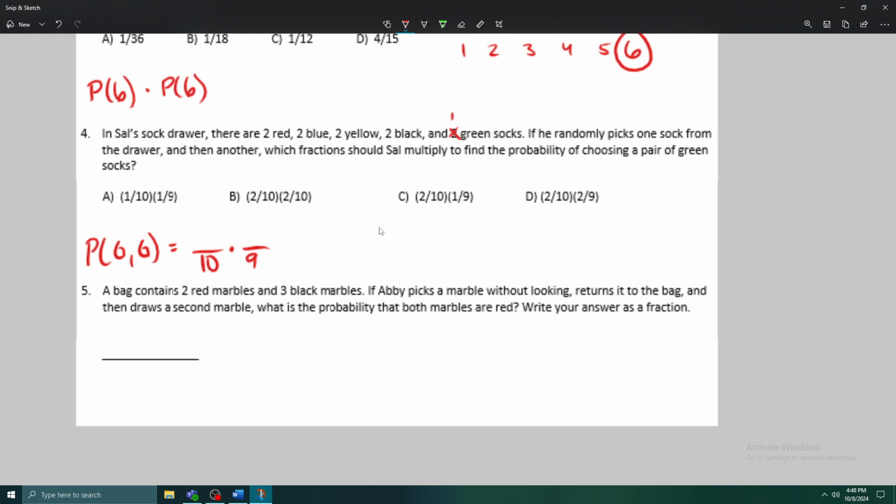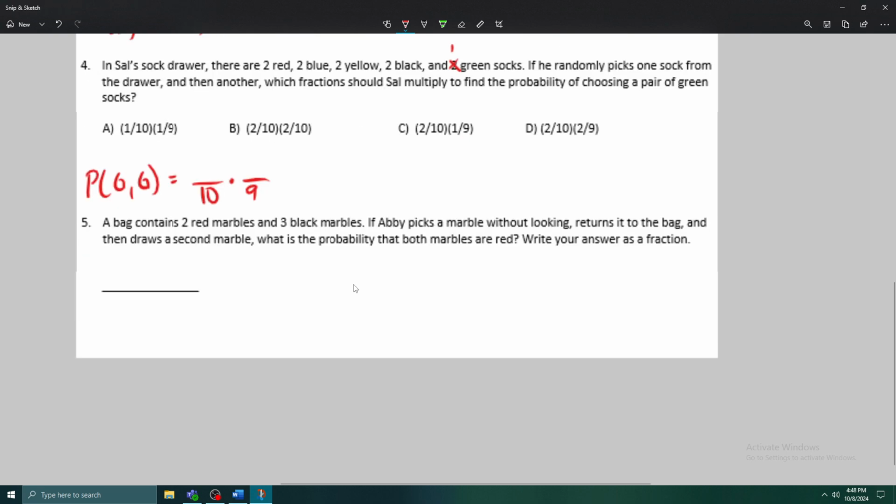A bag contains 2 red and 3 black. If Abby picks a marble without looking, returns it to the bag. Okay, so that's very good. Returning it to the bag means that these are independent, which is good. It's less work for us, right? We can kind of go robot mode, so to speak, and just multiply without thinking.